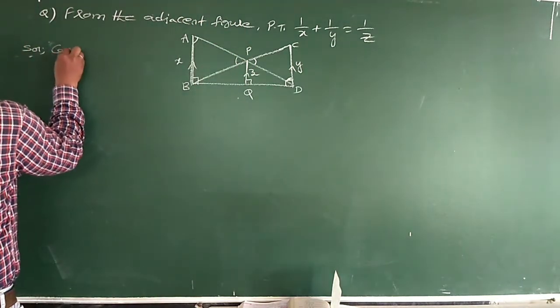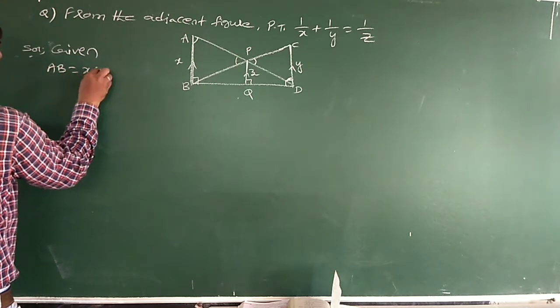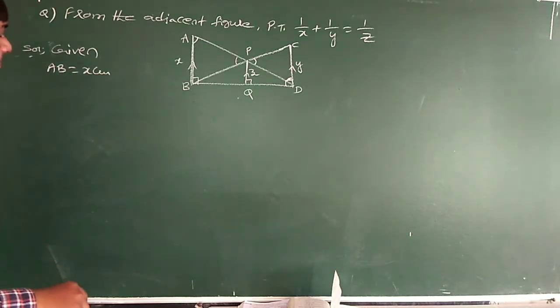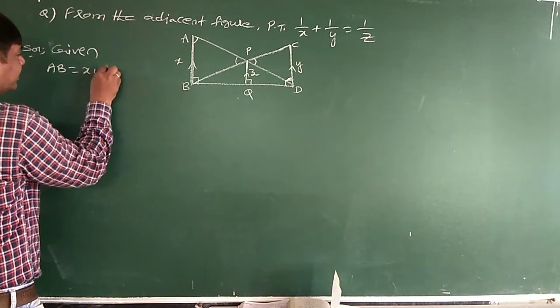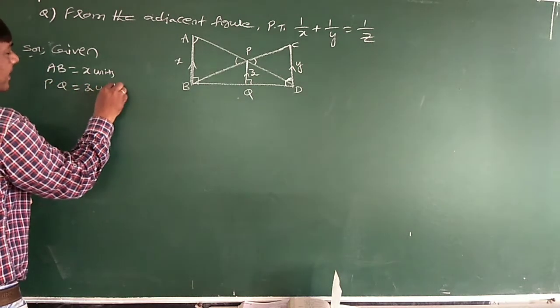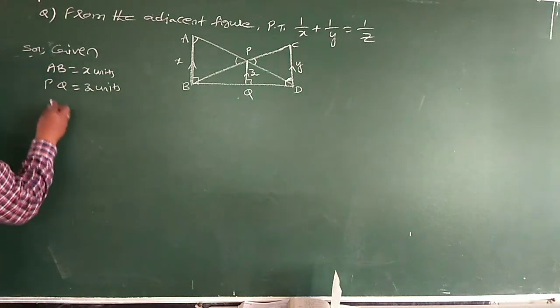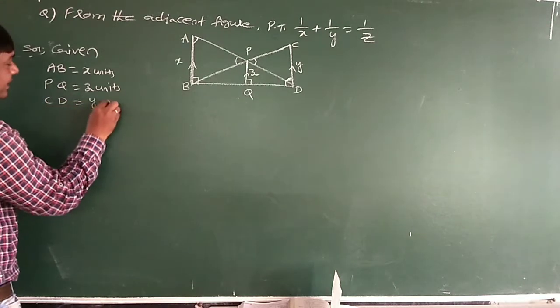This is the given information. Given is AB is equal to x units, PQ is equal to z units, and CD is equal to y units.